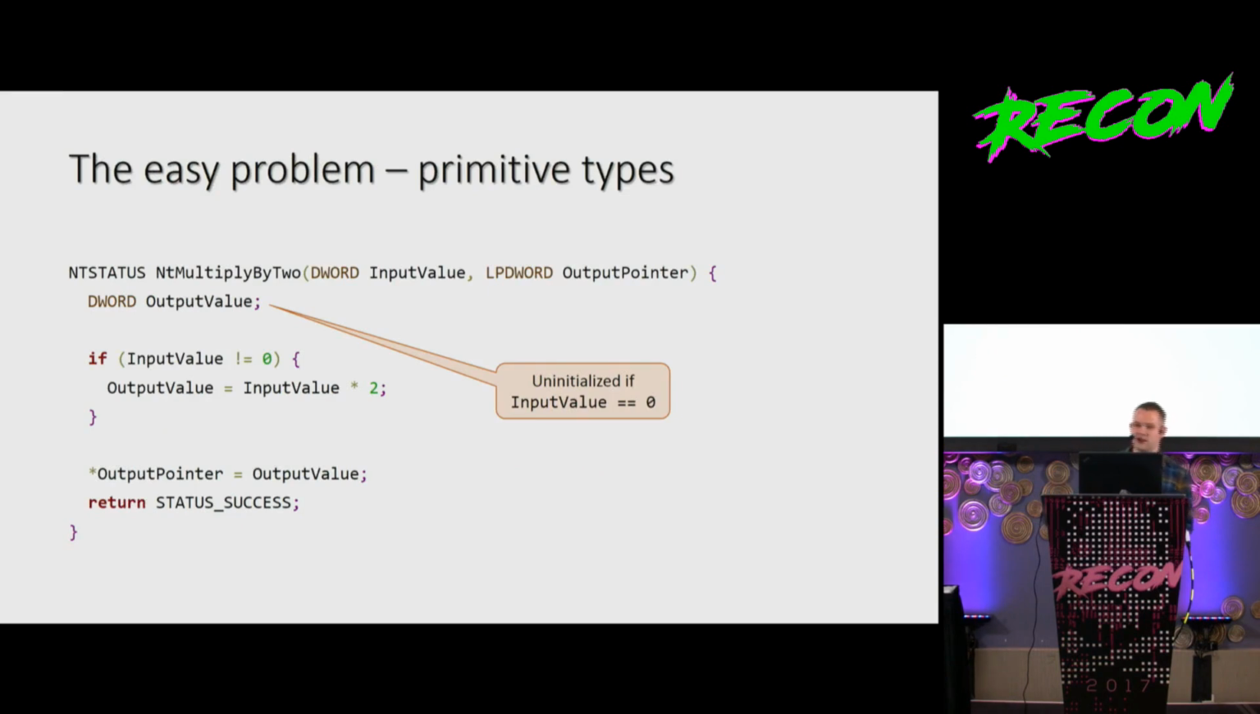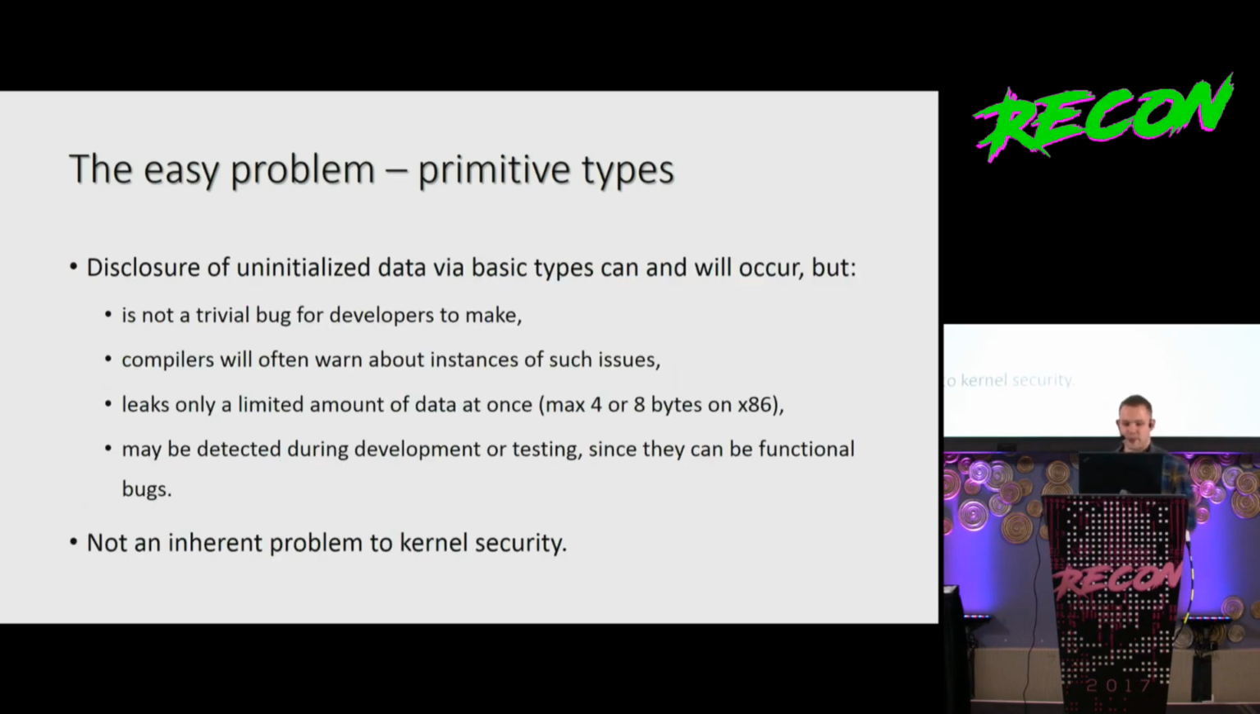So let's look at when this problem can really occur. We have this easy problem of primitive types. You have an example here of a local variable which is written to user mode, but it's not initialized if the input value is equal to 0. And yeah, this is one example.